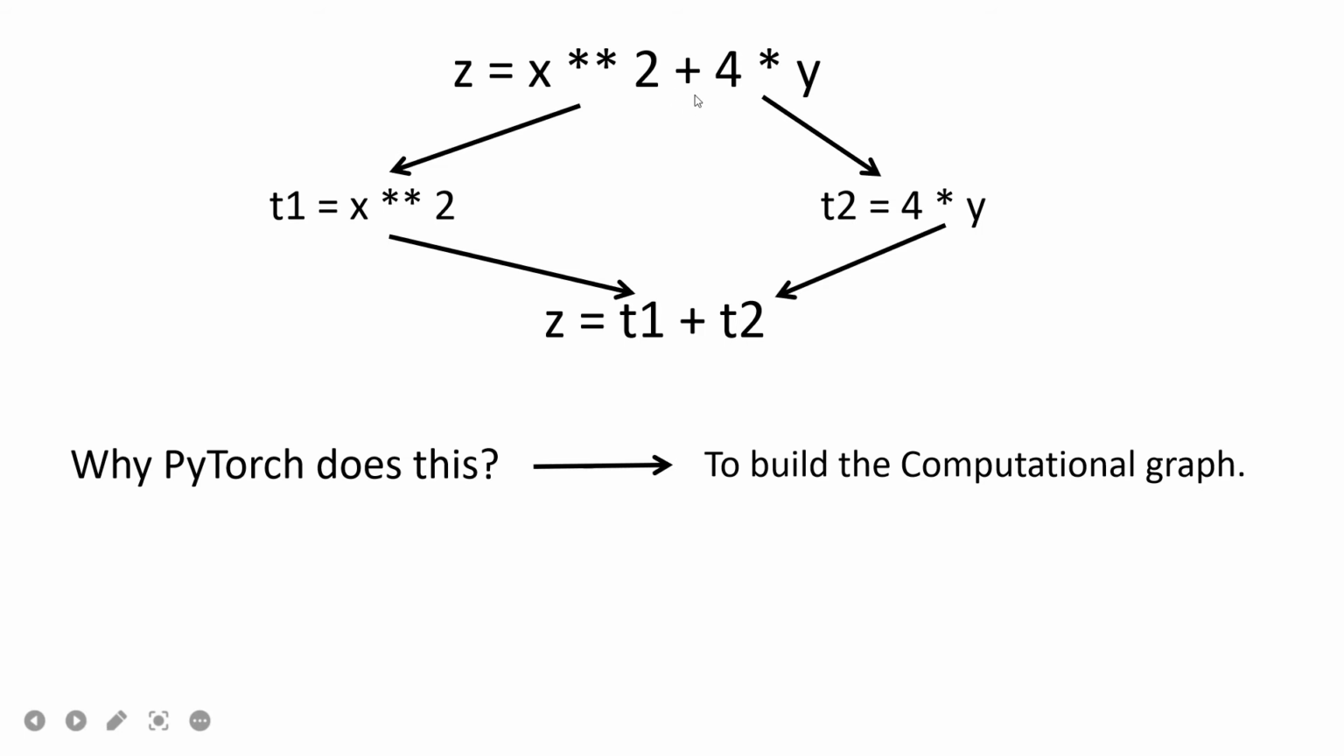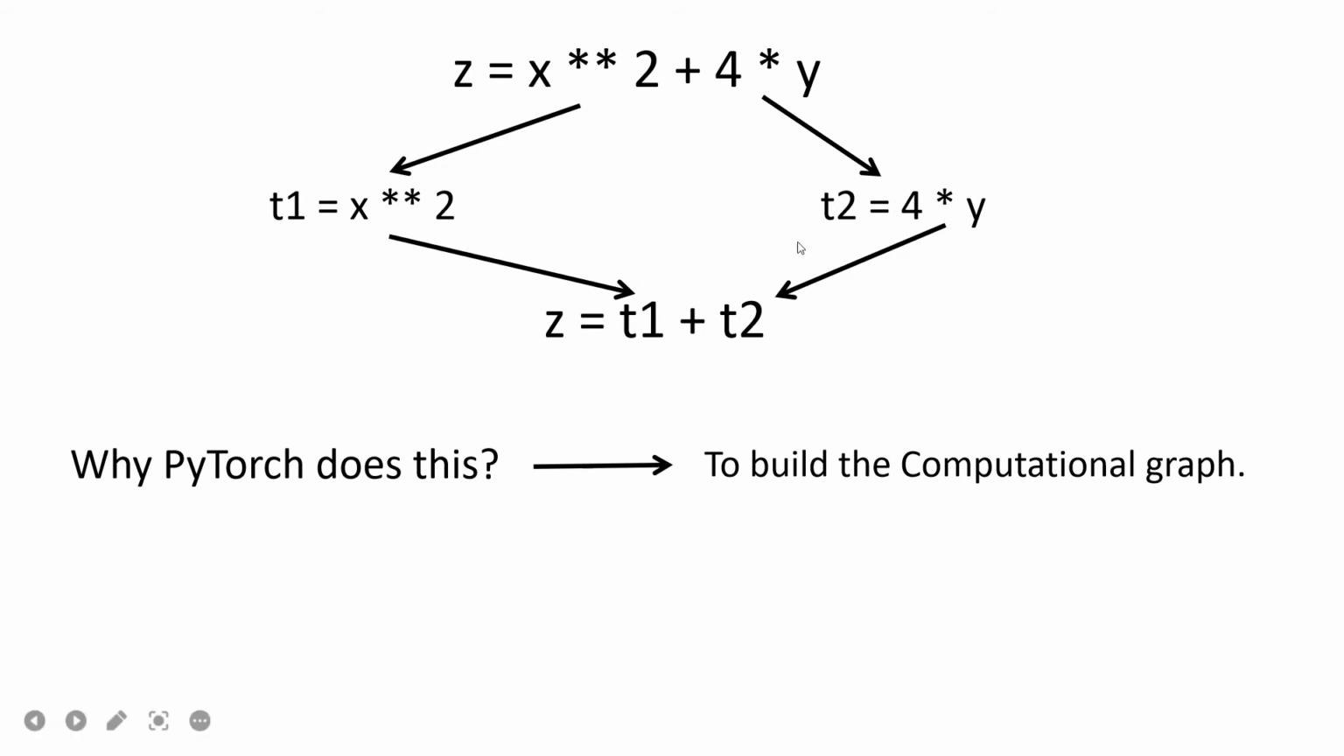Now the third one was plus. So it says, okay, now I can say t1 plus t2. So this is a smaller expression, this is a smaller expression, and this is the third smaller expression. Once you combine all three, you get the final expression. Now the question can be, why does PyTorch do it? Well, the answer is to build the computational graph. What is a computational graph? That is for the next slide.